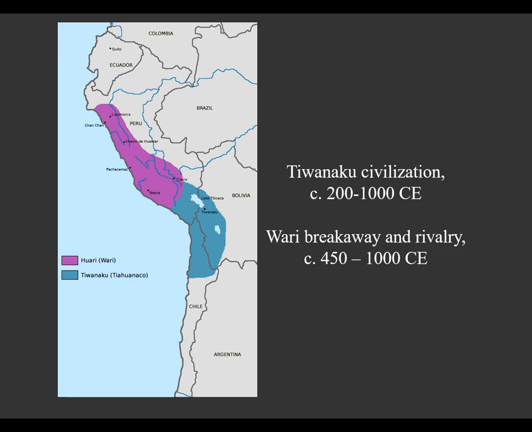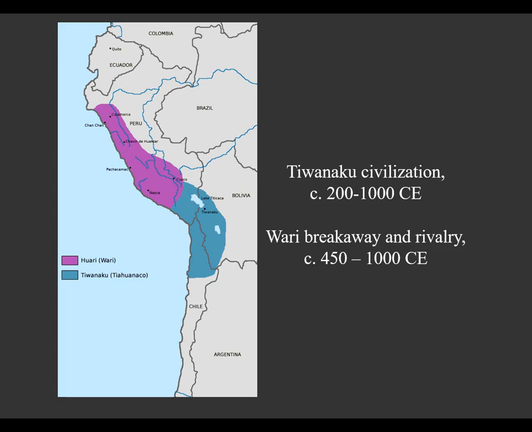And Tawanaku society was around for quite a long time. Most historians and archaeologists estimate that Tawanaku popped up on the shore of the lake and became a dominant power somewhere around 200 years after zero, 200 CE, and would exist for about 800 years.